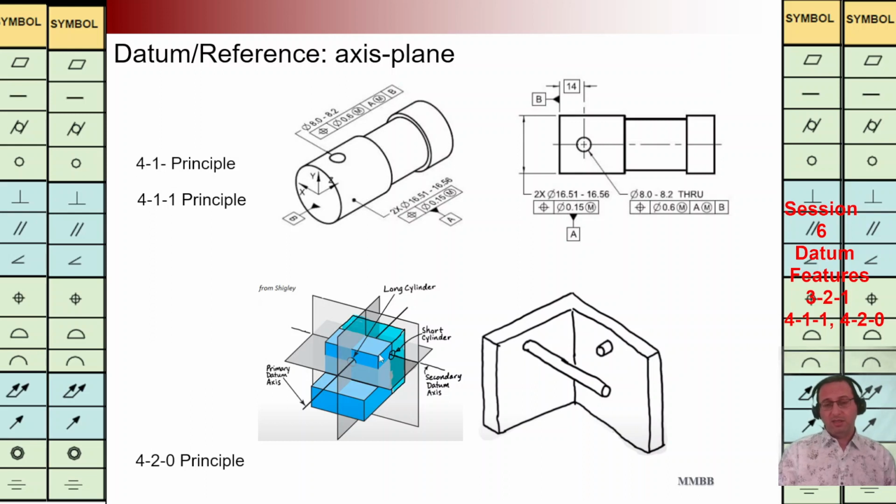In the last example, again, I'm going to define the primary datum feature as the axis of this hole. It means I'm going to eliminate 4 degrees of freedom. This component can move along this primary datum axis, and it can rotate around that. If I add secondary datum feature as the axis of this hole, I'm going to eliminate 2 degrees of freedom. That's why I'm going to call it 4-2-0 principle.